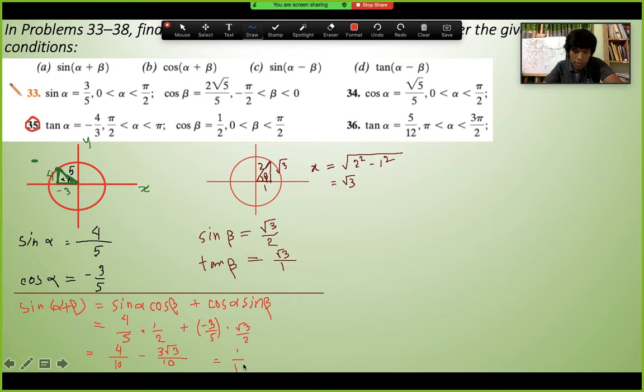So 1 by 10, then 4 minus 3 root 3. Although how it is more beautiful than the previous way is still a question. I think some of you may wonder how this one is more beautiful than the previous one.